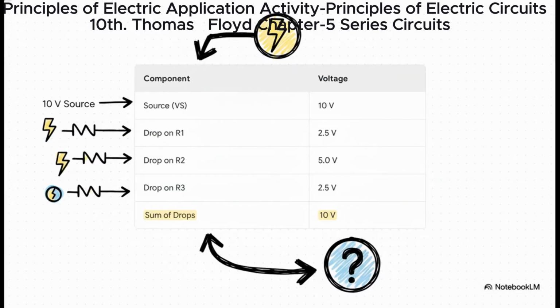And check this out. Here's the payoff. In this example, we've got a 10-volt source, and the individual voltage drops we calculated are 2.5, 5, and another 2.5 volts. And what happens when you add those drops together? You get exactly 10 volts. The total of all the drops is a perfect match for the source. KVL holds true. It works.